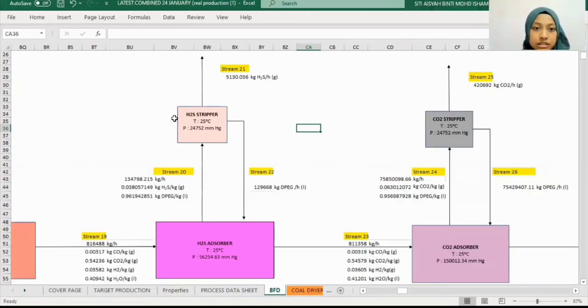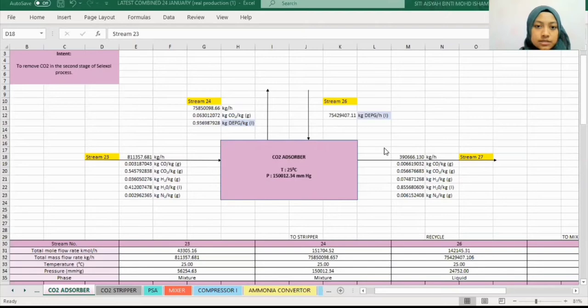In the H2S stripper, H2S is separated from DPEG. 5,130.04 kg per hour of H2S is removed and 100% recovery of DPEG will go back to the absorber to continue the process. The second stage of the Selexol process is where CO2 is removed. Stream 33 refers to the remaining components from the H2S absorber that will enter the CO2 absorber. Stream 36 refers to DPEG entering the CO2 absorber, and DPEG will absorb CO2 out of the stream.